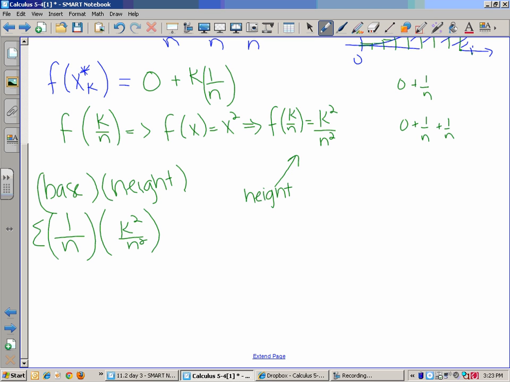And so I'm going to sum this up from k equals 1 to n. And so what I end up with is 1 over n cubed times the sum of k squared. And I'm going to take the limit as n goes to infinity.